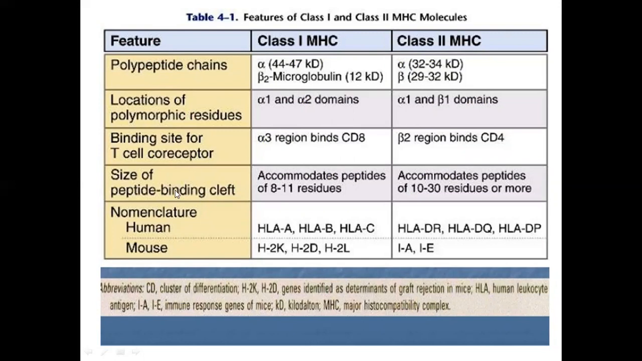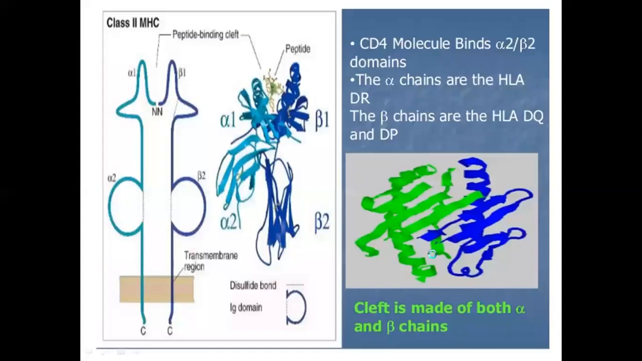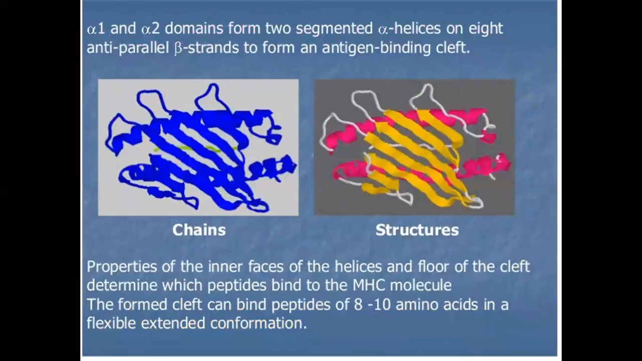Next, the size of the peptide binding cleft. In class 1 it accommodates peptides of 8 to 11 residues, and in class 2 MHC the cleft accommodates peptides of 10 to 30 residues or more. In humans, it is known as HLA-A, B and C in class 1, and for class 2 it is known as HLA-DR, HLA-DQ, and HLA-DP. What is summarized here is explained in this. Same thing only explained.